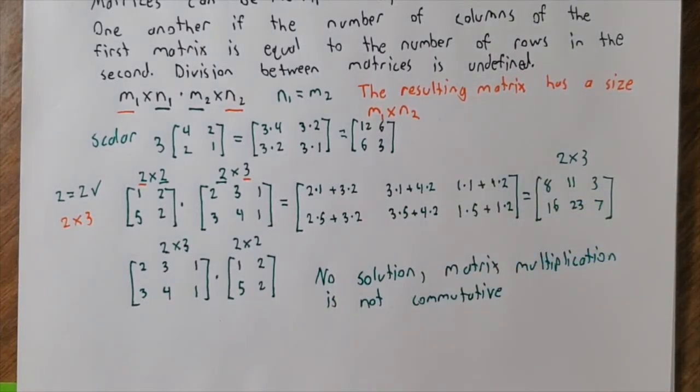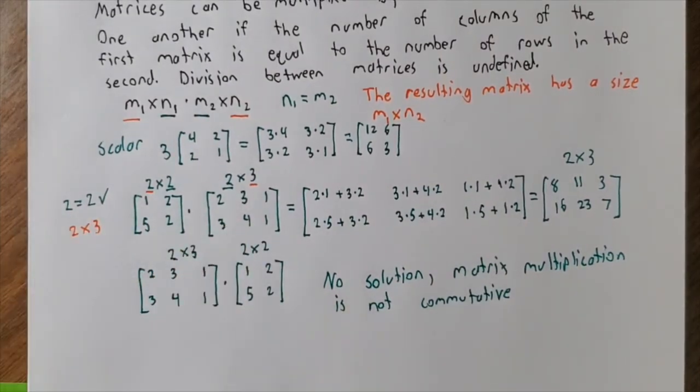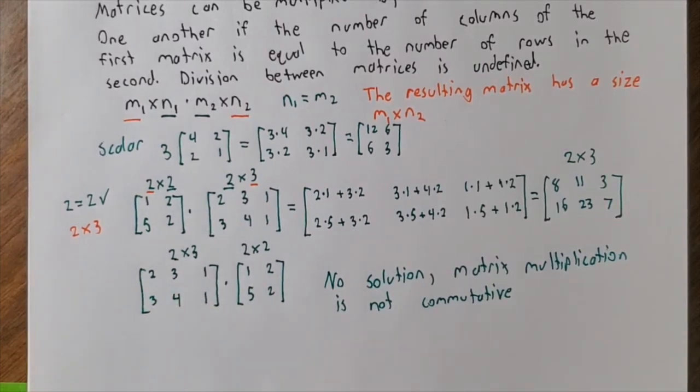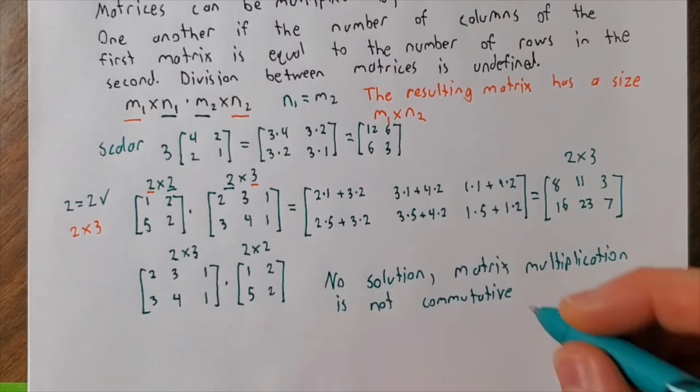Had they both been square matrices to start off, let's say, like a 2 by 2 and a 2 by 2, we could have flipped the order and successfully multiplied them together, but we would have again gotten a different final product if we're multiplying them in different orders, because matrix multiplication is not commutative.